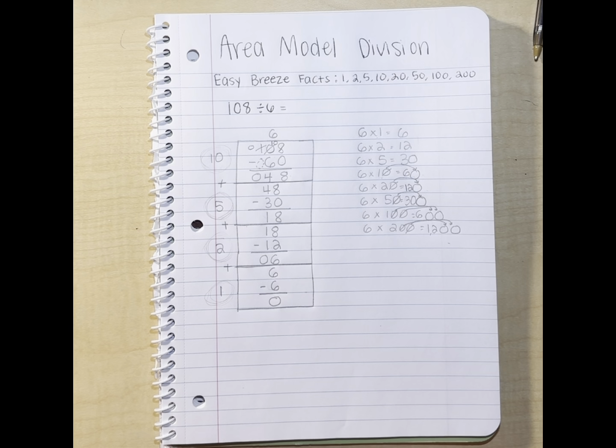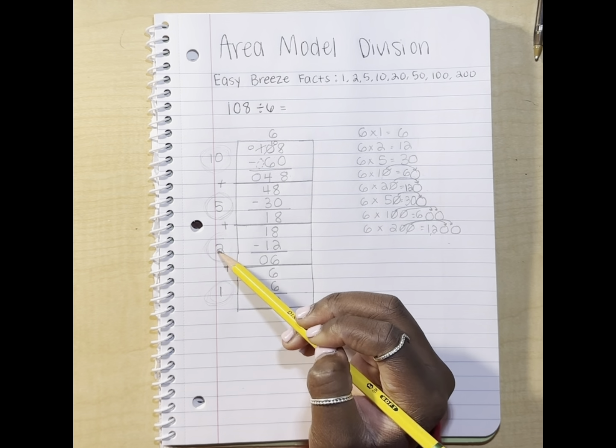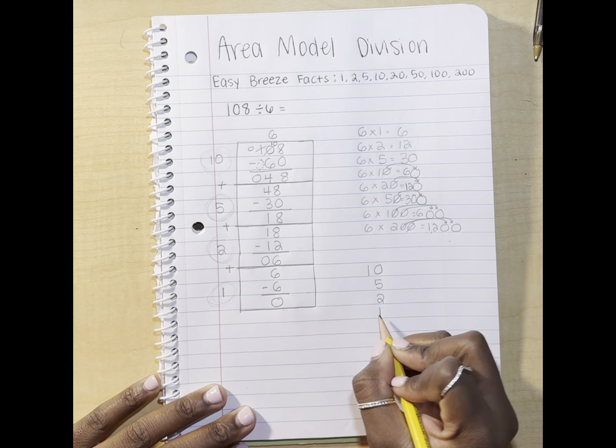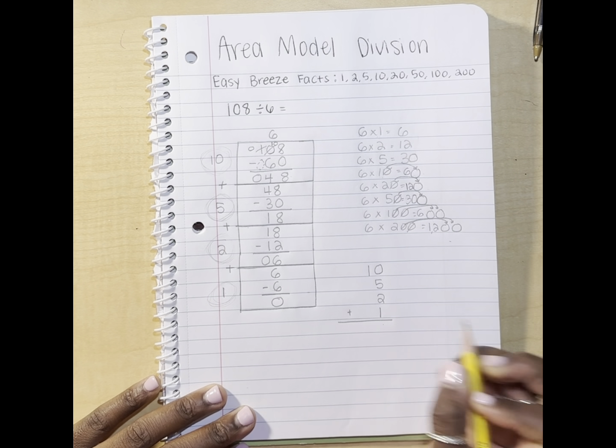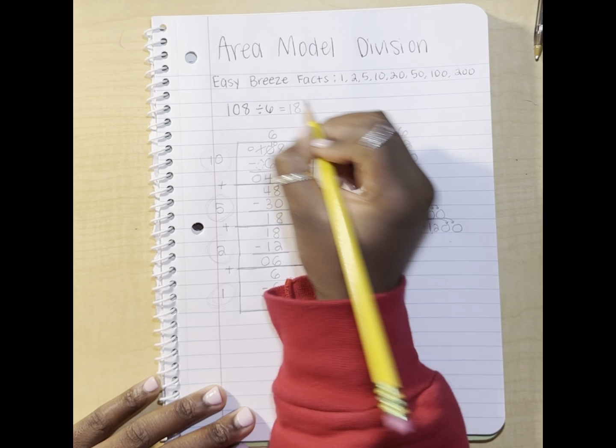What do you think our final step might be? We have to add these on the side. So we need to add 10 plus 5 plus 2 plus 1. All right, 0 plus 5 is 5. 5 plus 2 is 7. Plus 1 is 8. And 1 plus all these imaginary zeros is going to be 1. So our answer is going to be 18.